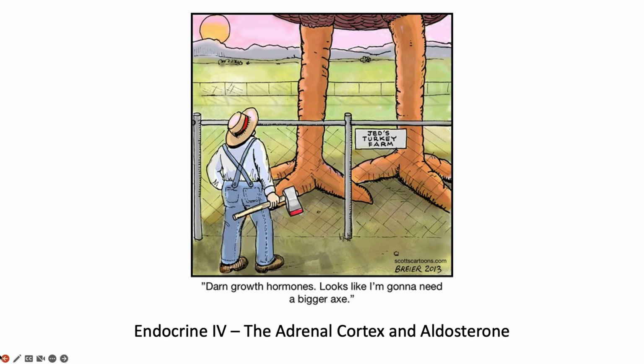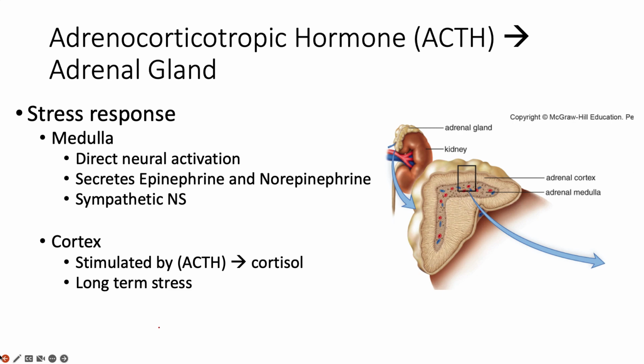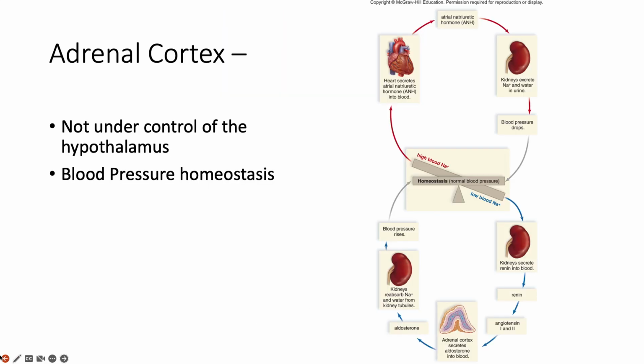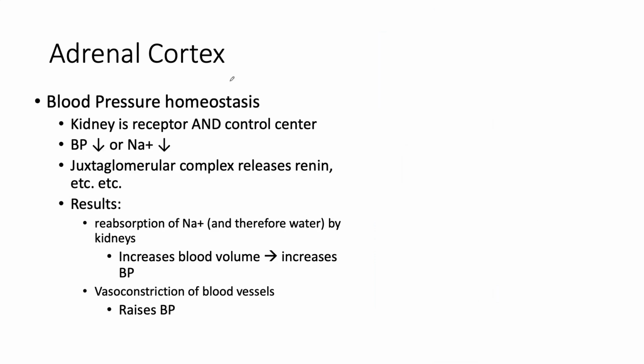Last time we were talking about our long and short-term stress responses and the adrenal gland. Today we're going to talk about something else. This is a system that is not under control of the hypothalamus, but is very important. This has to do with blood pressure homeostasis. The adrenal cortex is also very important in producing a hormone that affects blood pressure homeostasis.